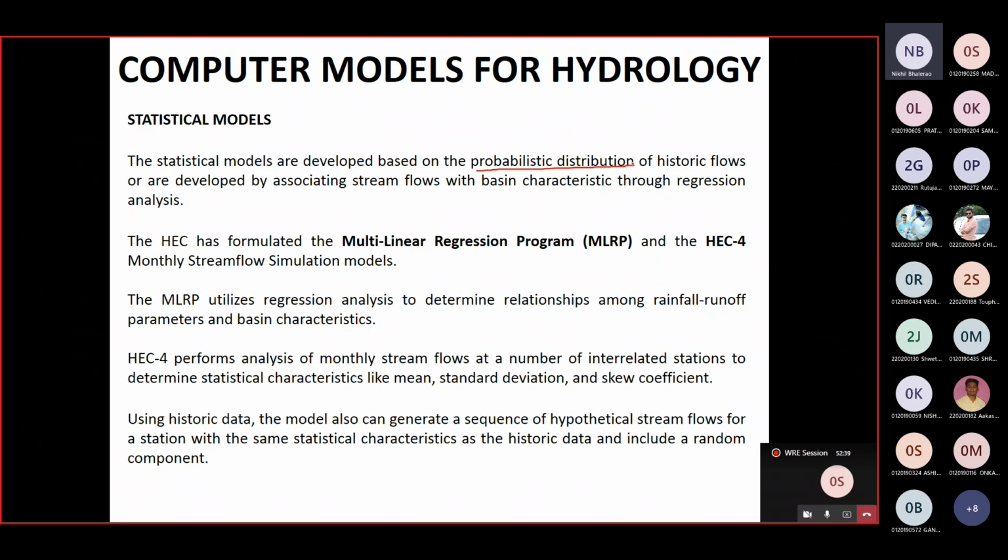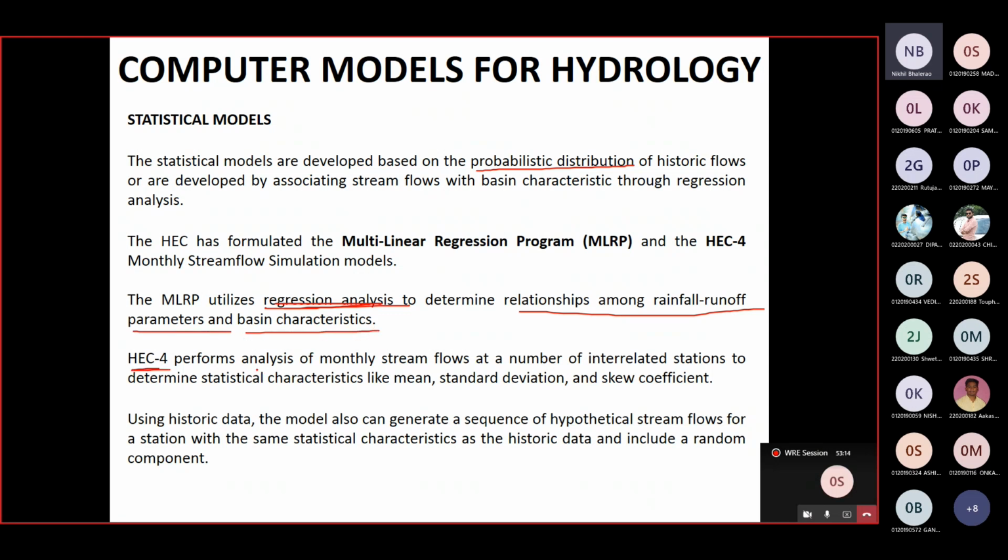So HEC has formulated the multilinear regression program, that is MLRP, and HEC4 monthly stream flow simulation models. These are a part of your statistical models which are used for the measurement of flood or the runoff. MLRP utilizes regression analysis. You have studied this term, regression analysis. This is used to determine the relationship among the rainfall and runoff parameters and the basin characteristics.